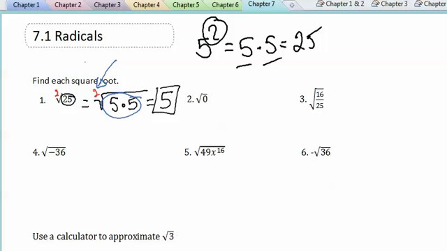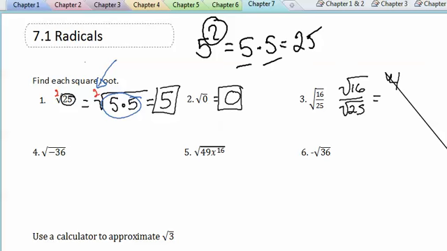Let's go to the next couple of examples. What times itself gives me 0? It's going to be 0. And what about 16 over 25? If we have fractions, all you're going to do is apply it to the numerator and then to the denominator, keeping things simple. And then you evaluate both. Square root of 16 is 4. Square root of 25 is 5. So square root of 16 over 25 is 4/5.